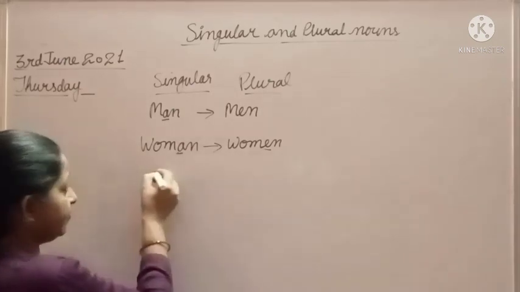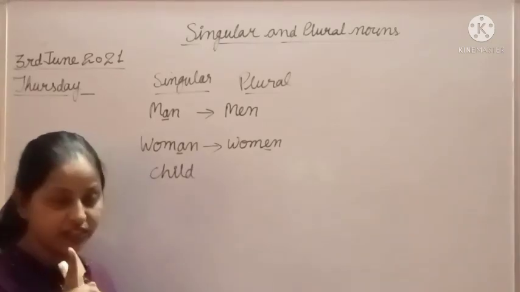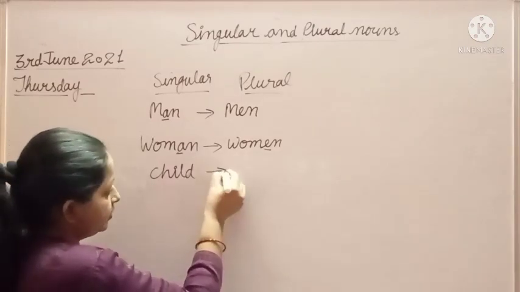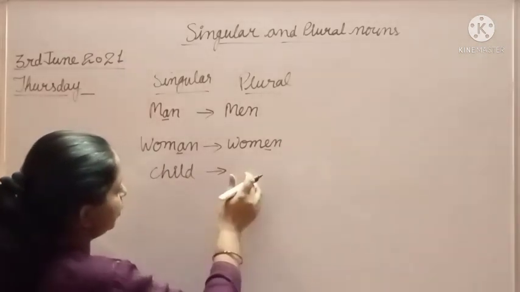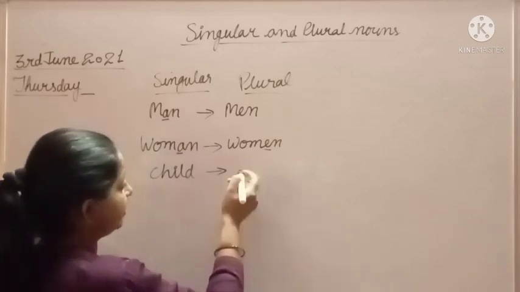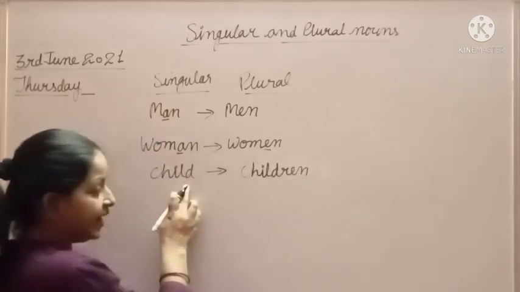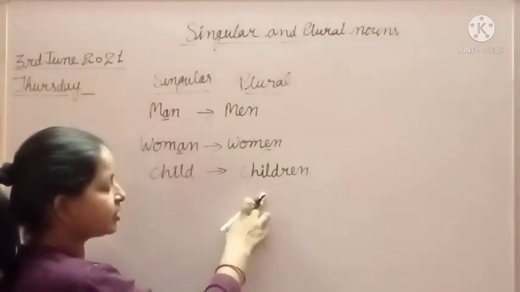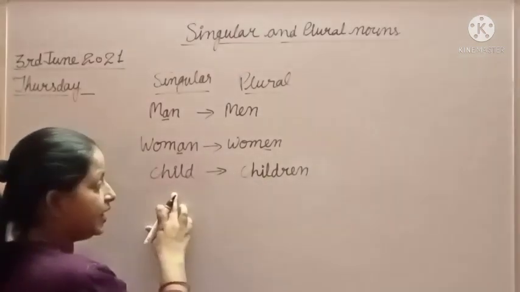As well as if we have child, you all know the meaning of child. Child means one child, one kid. When we make the plural of child, then we will add ren at the end of child. Child, children. Child means one child, one bacha, and children means many, like you all. Okay, children.